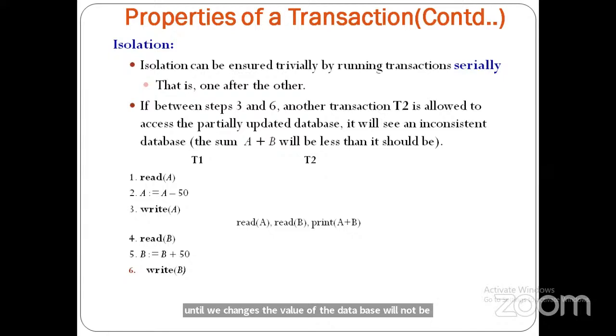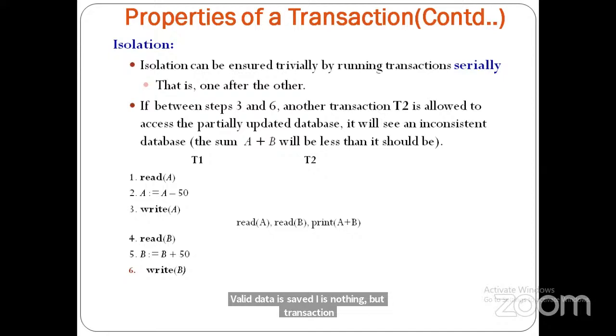The first one is atomicity, all or nothing, the ACID properties. Next, C is consistency, only valid data is saved. I is isolation, which is nothing but transactions do not affect each other. D is durability, written data will not be lost.